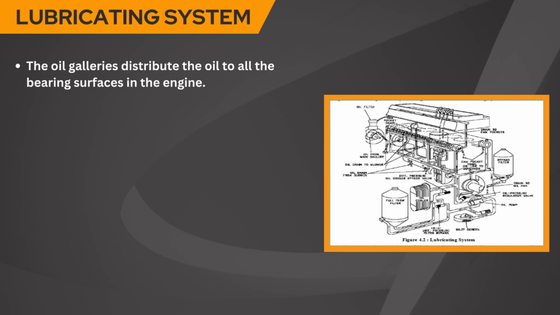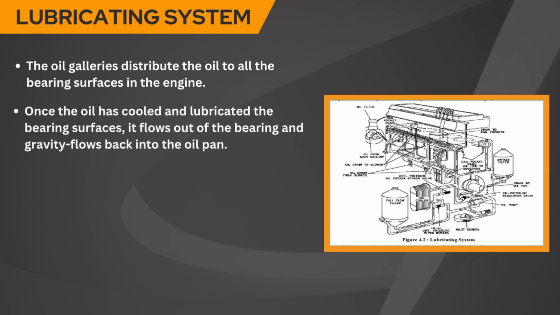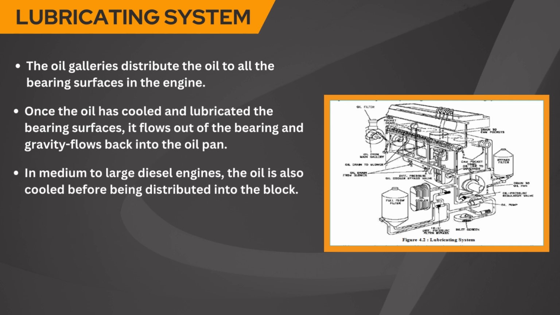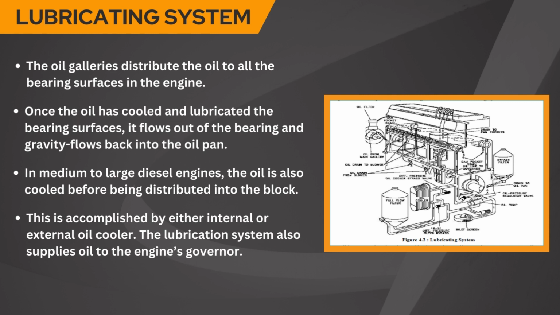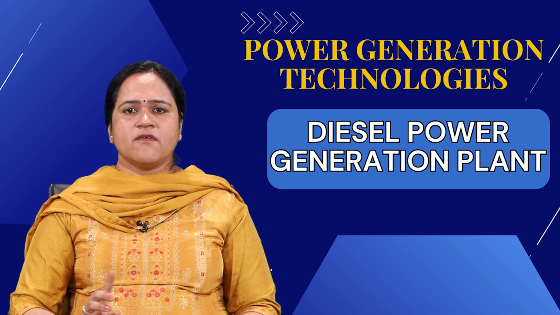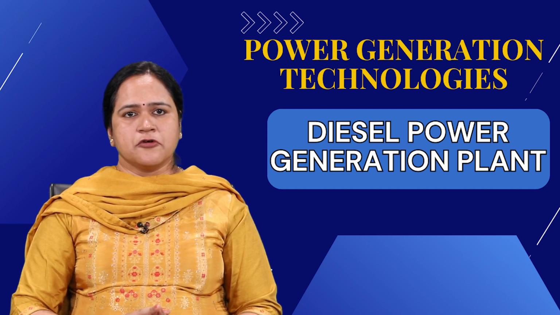Generally, the oil galleries distribute the oil to all the bearing surfaces in the engine. Once the oil has cooled and lubricated the bearing surface, it flows out of the bearing and gravity flows back into the oil pan. In medium to large diesel engines, the oil is also cooled before being distributed into the block, and this is accomplished by either an internal or external oil cooler. The lubrication system also supplies oil to the engine's governor. The governor is there to regulate throttle and all.